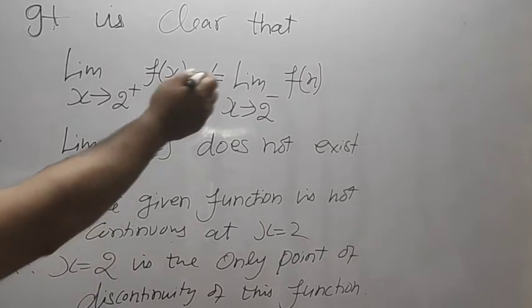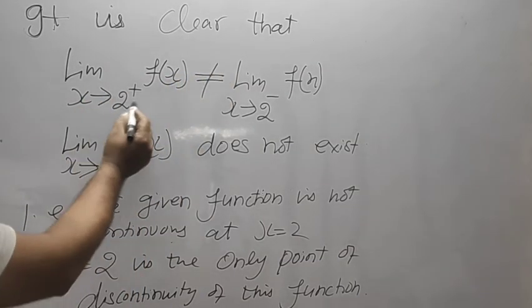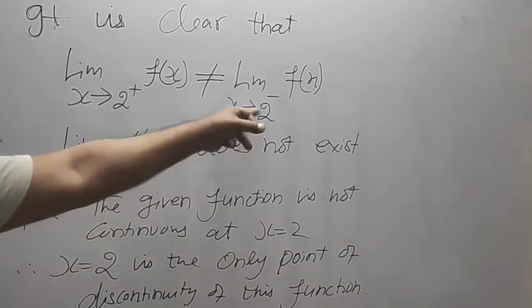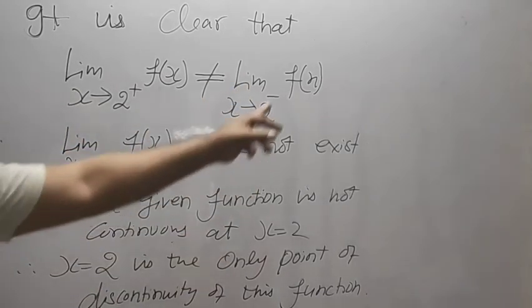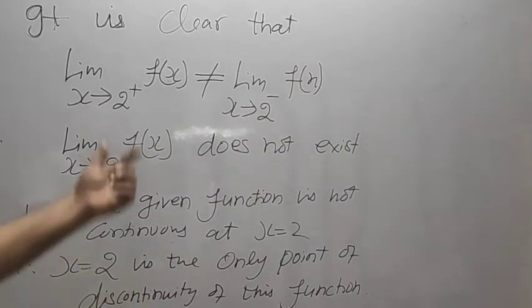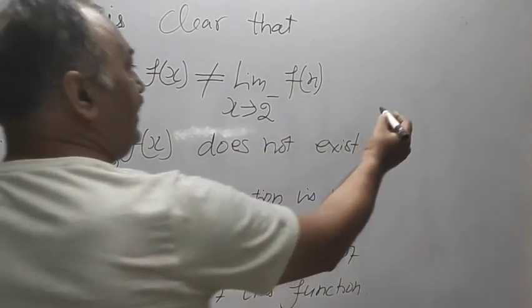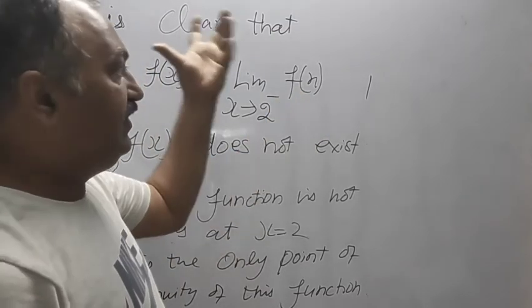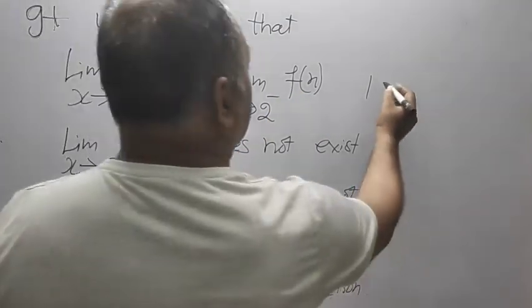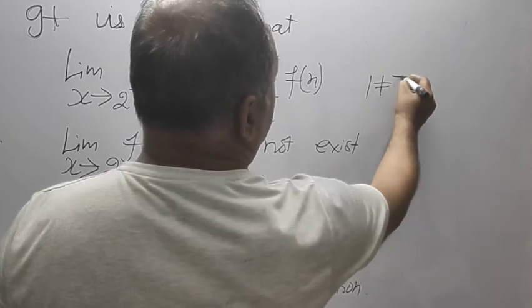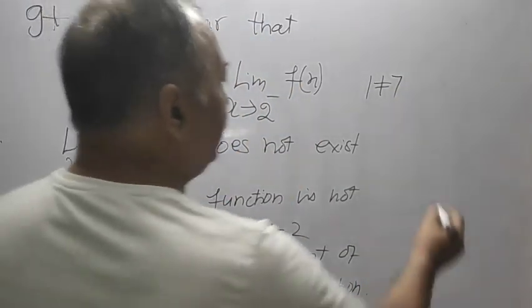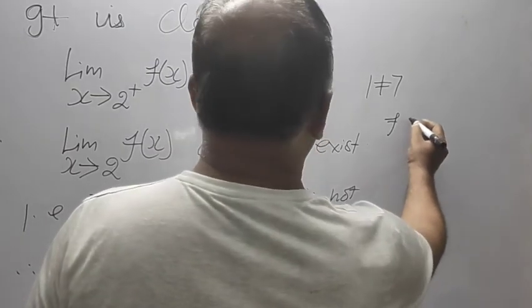Now it is clear that limit of x approaches to 2 plus f of x is not equal to limit of x approaches to 2 minus f of x, because the value of the right limit is 1 and the value of the left limit is 7 for this question number 6, and 1 is not equal to 7. They are not equal. Hence no need to find the value of f of 2.